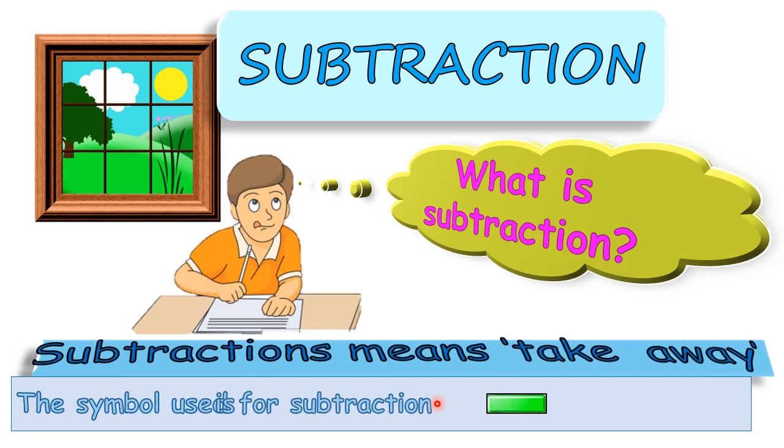And the symbol we use for subtraction is minus. This you can see in green color. And the number we get after subtraction is known as difference.